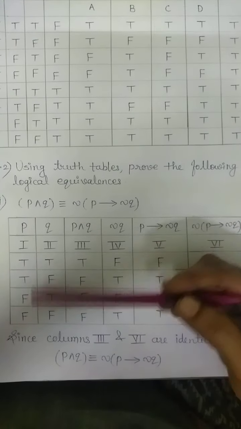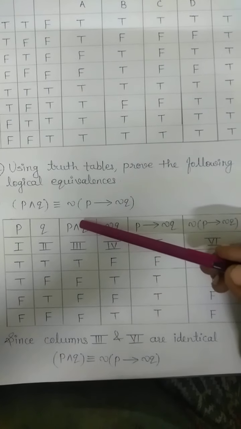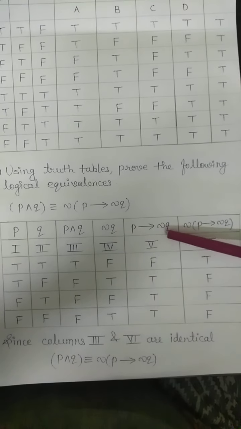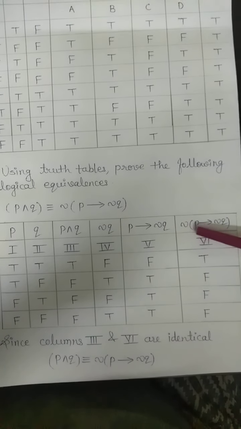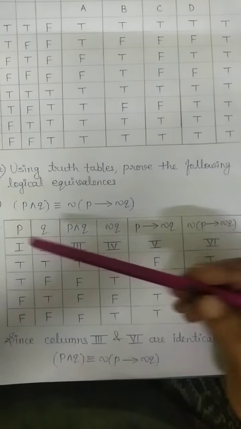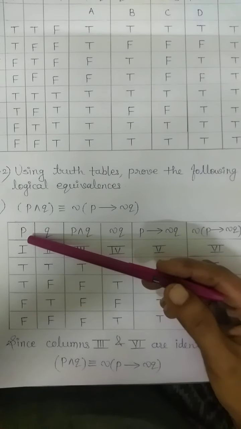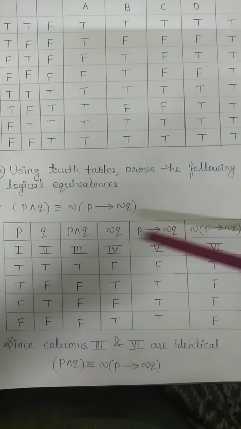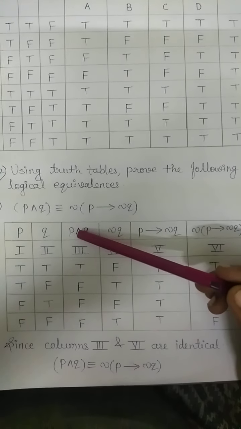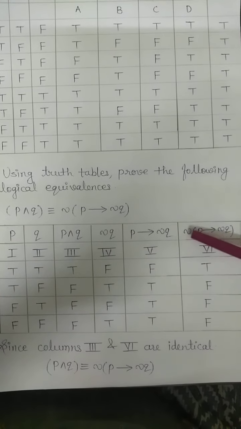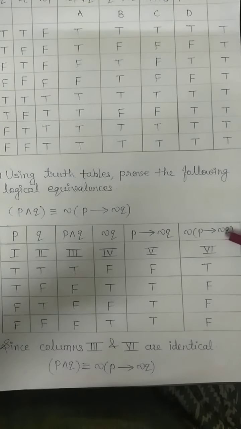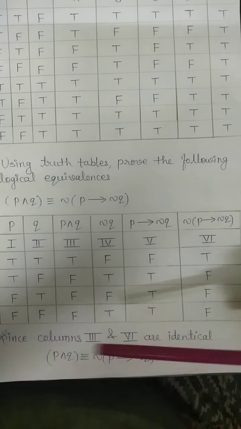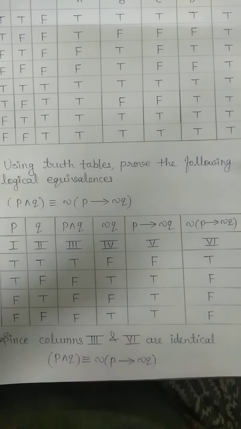Now here first will be P, then Q, then P and Q, then we require negation of Q, then P implies negation of Q, then negation of P and negation of Q. Now by using the previous sums and the same tricks, you prepare the truth table for all this, and you can see here that the P and Q column and the negation of P implies negation of Q column are both identical, and therefore these two are logically equivalent.